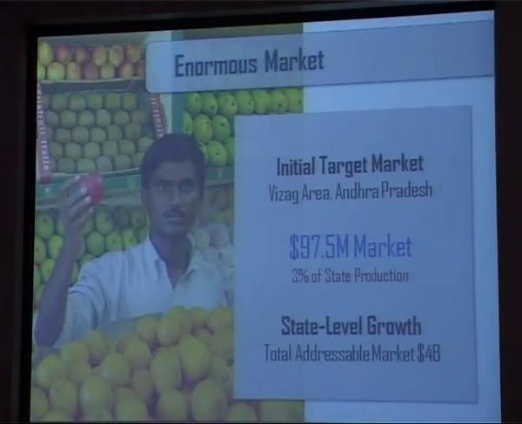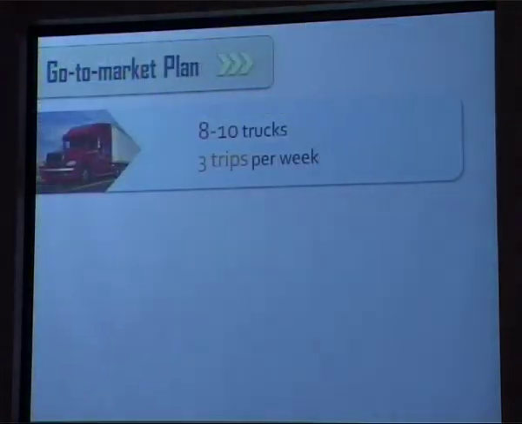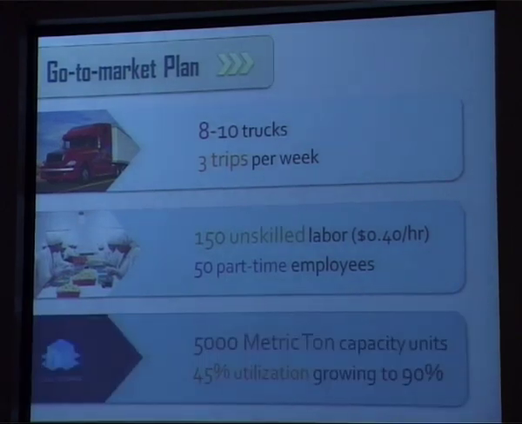So our initial target market is my hometown, Vizag, in the state of Andhra Pradesh, India. Vizag contributes about 3% of the state's total production capacity, and Andhra Pradesh contributes about $4 billion worth of produce annually. Within the next few years, we plan to expand beyond the Vizag region to capture a larger share of the market. As you can see, the potential in the market is enormous. As per our initial estimates, to capture this potential we would need about 5,000 metric tons of cold storage capacity and about 8 to 10 cold storage trucks, making about three trips per week to our retail clients.